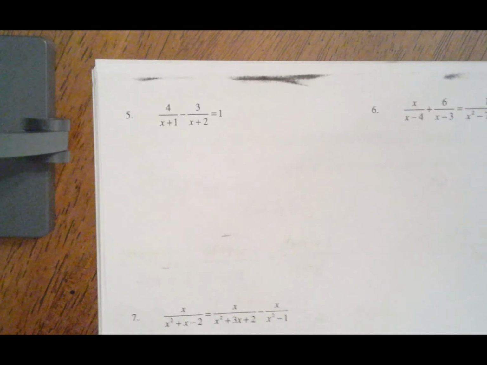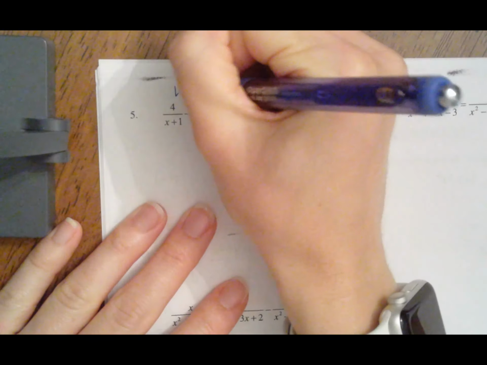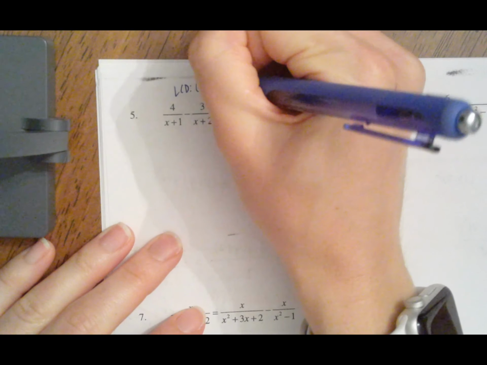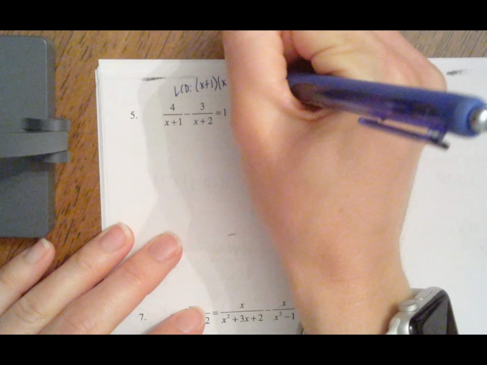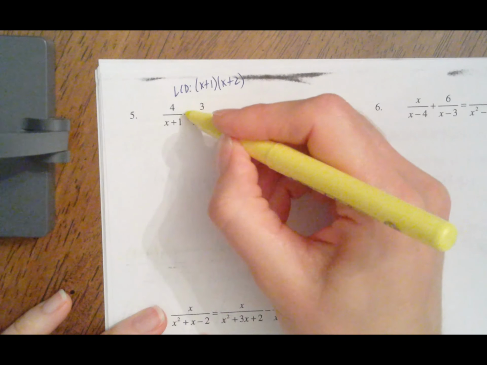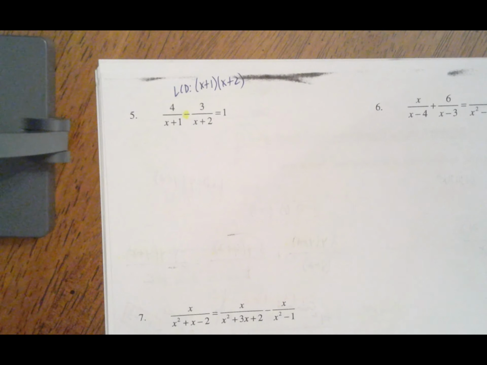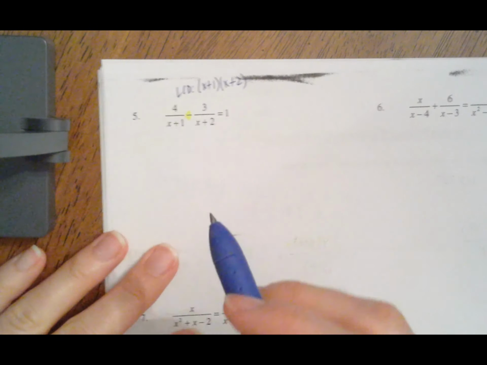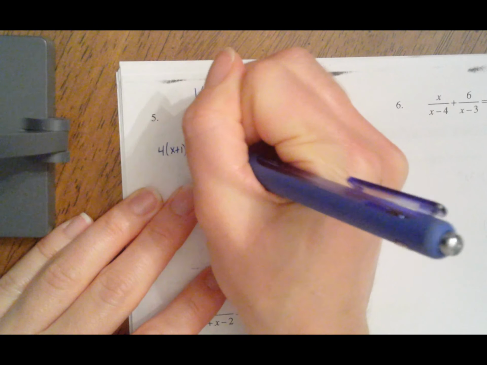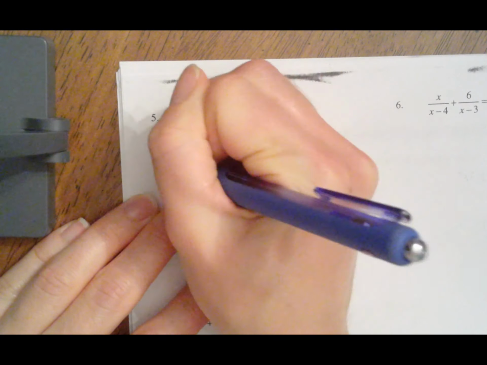All right, if we take a look at number 5, our lowest common denominator, because these are already factored, is going to be x plus 1 and x plus 2. And you want to be careful on this one because we have subtraction here. So we're going to have to make sure we apply that negative to the 3 when it's time. All right, so each fraction, or each numerator, is going to gain an x plus 1 and an x plus 2.